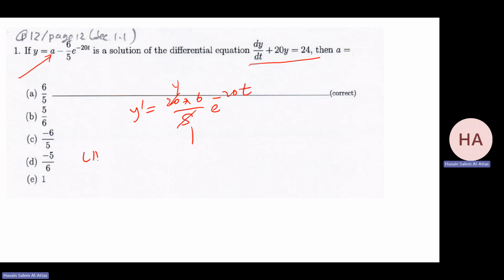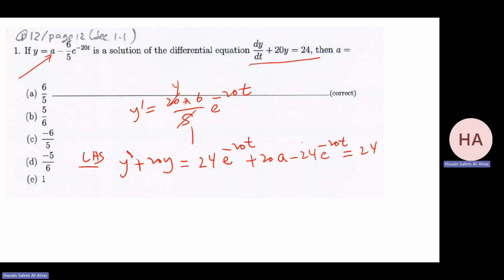So I have left-hand side, y prime plus 20y. That will be what? 24 e to the minus 20t, 20 times this plus 20a, minus 24 e to the minus 20t. That should be equal to 24. Cancelled, same idea, 20a equals 24. So a equals 6/5, which is this.